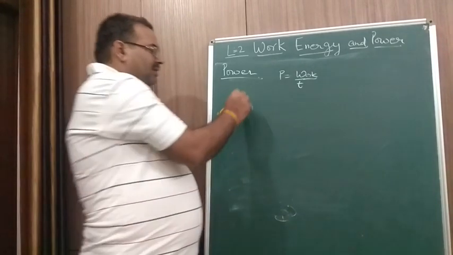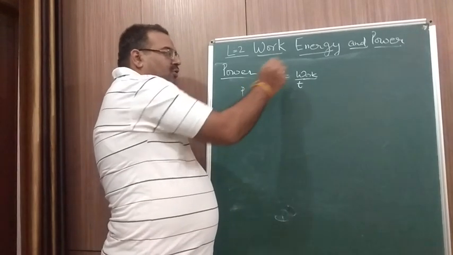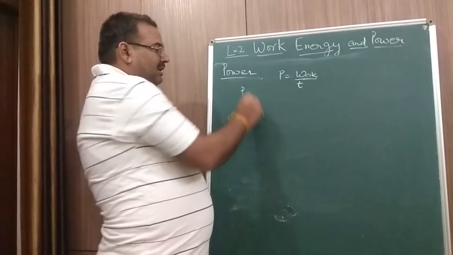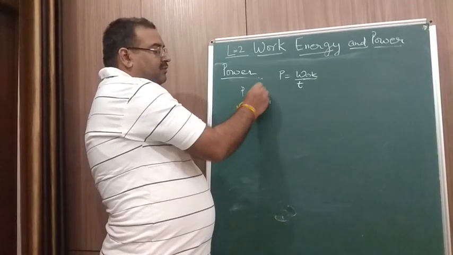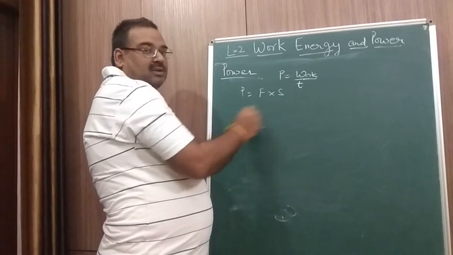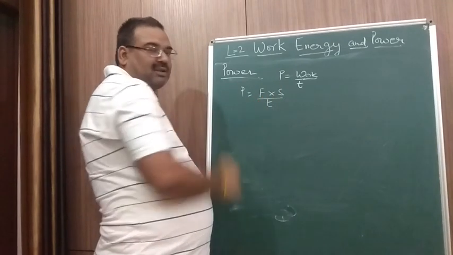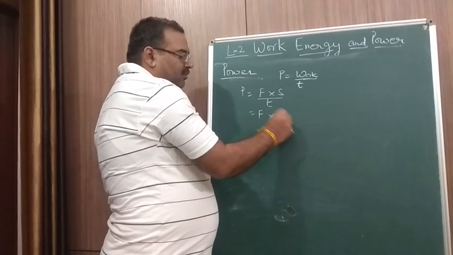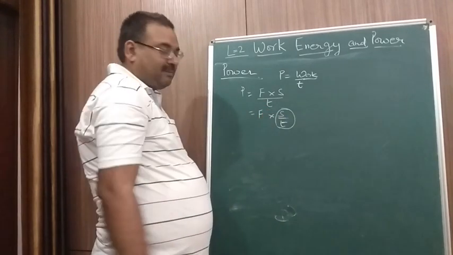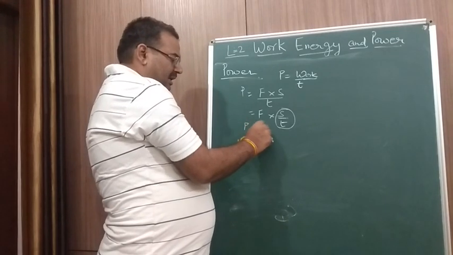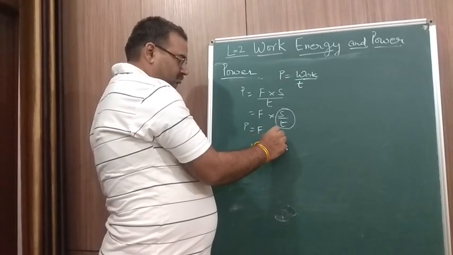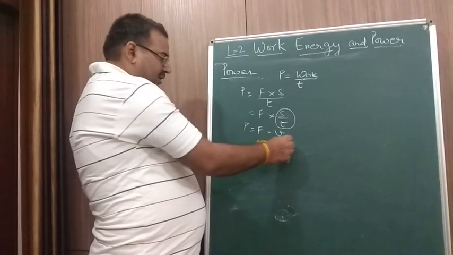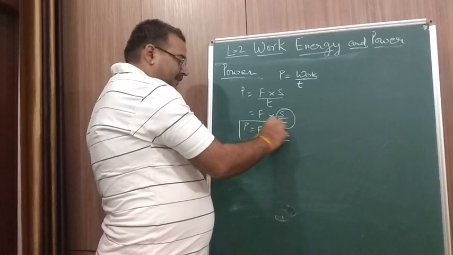Power depends upon work, and it also depends upon the time in which the work is being done. Now power is work upon time. What is work? Work is force into displacement. So this is force into displacement upon time. Now what is displacement upon time? Velocity. So power is equal to F into V, where V is velocity.